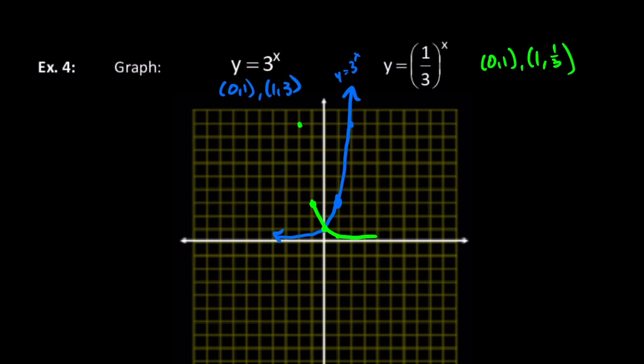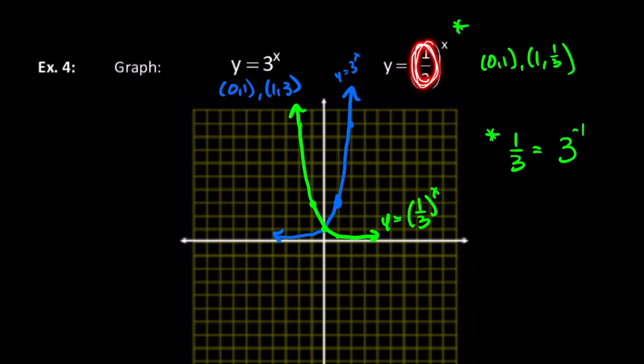And it'd be negative 2, 9. So this is the equation y equals 1/3 to the x. Why is that? Well, let's think about this. 1/3 equals 3 to the negative 1. So it turns out this here is the same as this reflected in the y-axis. It should totally make sense.